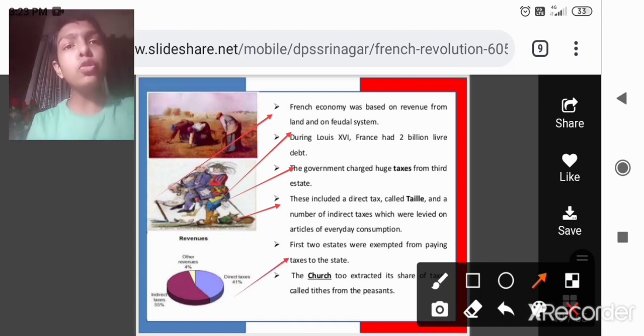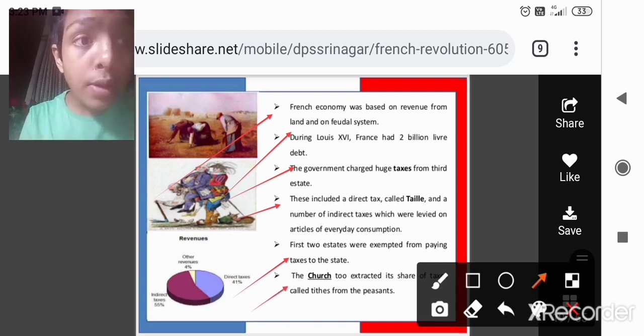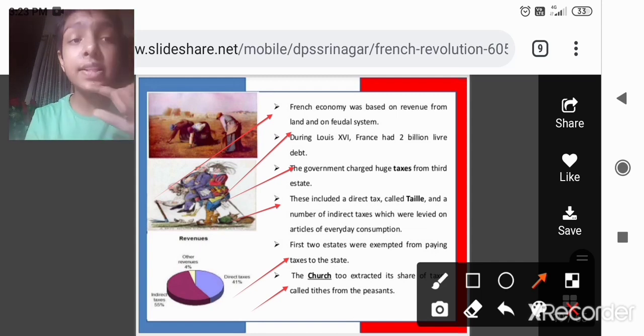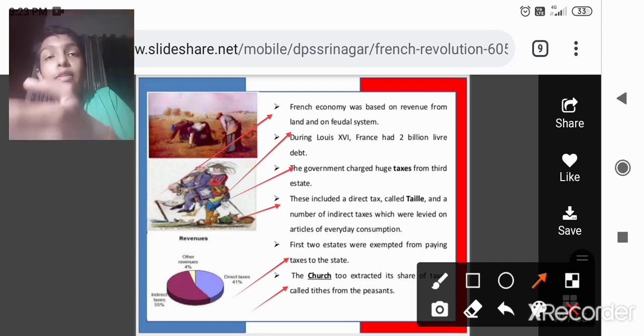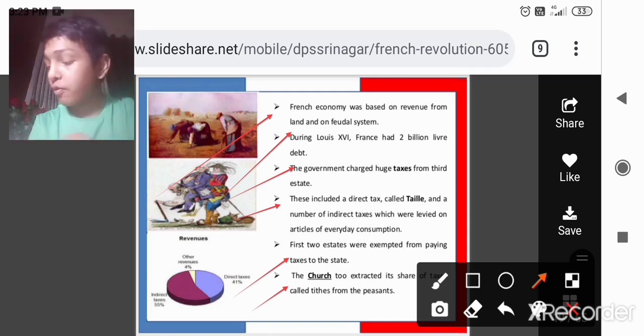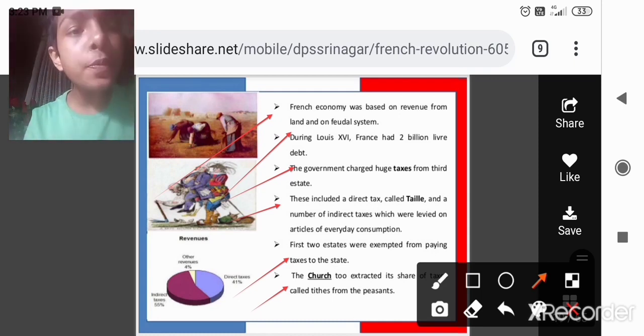The first 2 were privileged, they don't have to give taxes. The church too extracted its share of taxes called tithes from the peasants. Now if you go to church and pray there, you have to pay a tax for that too. That was tithes. Have you understood the concept of what that is?